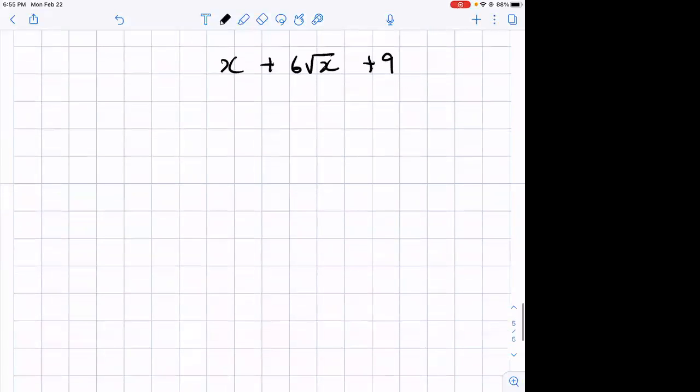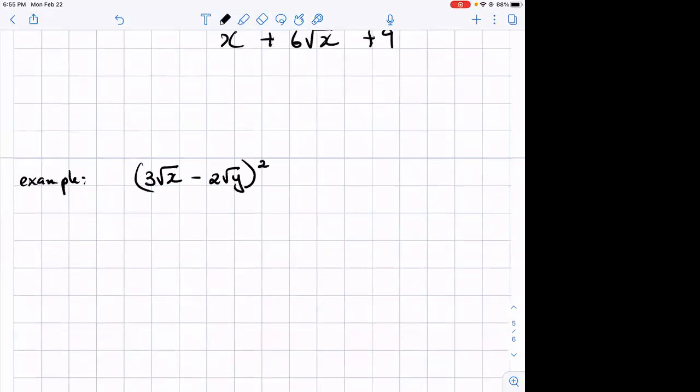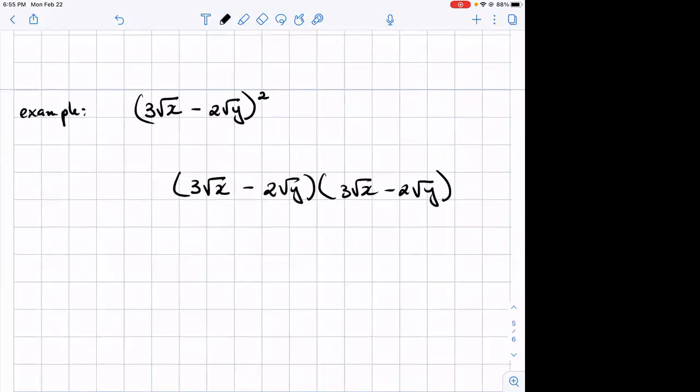Let's look at another example. If we have 3 root x minus 2 root y quantity squared. So if we rewrite this, this is the same as 3 root x minus 2 root y times 3 root x minus 2 root y. And we FOIL it out.